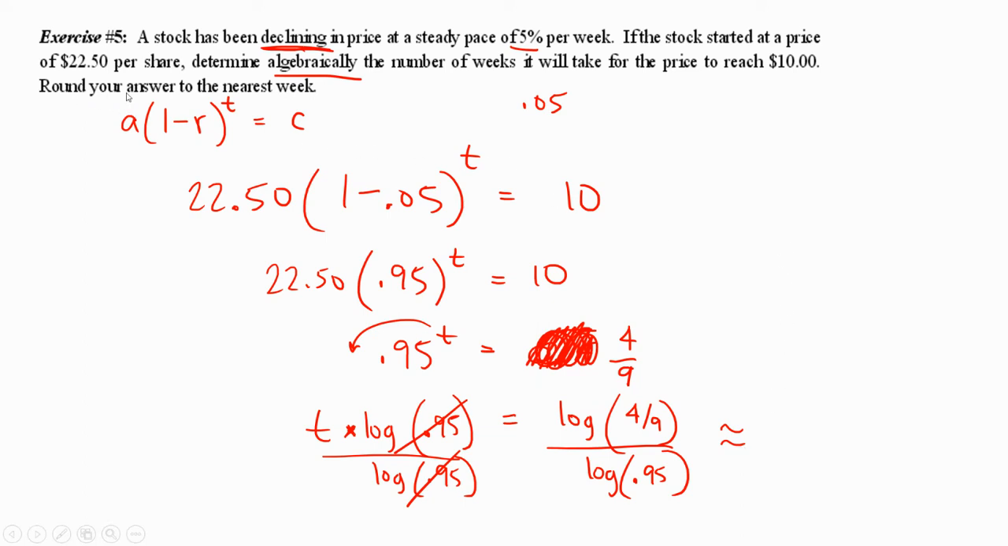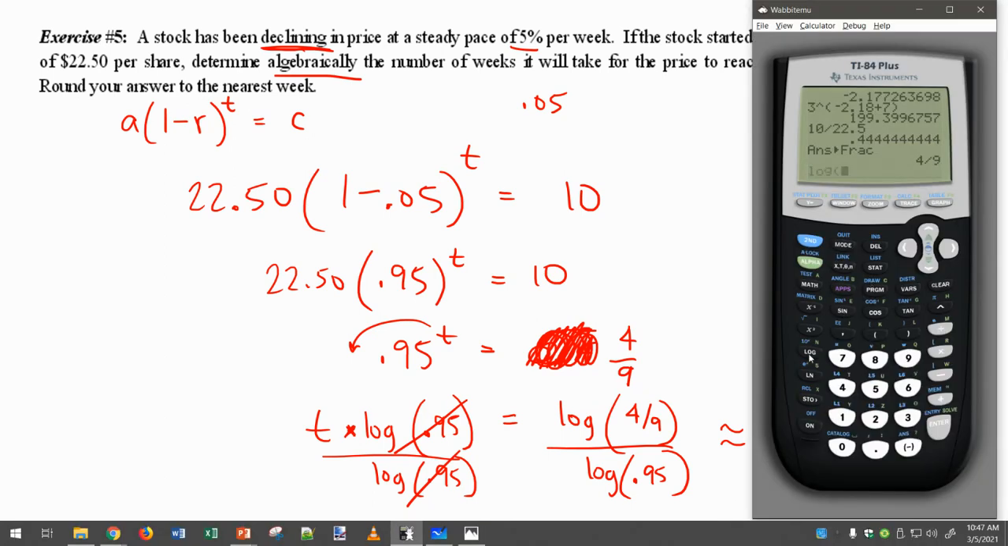So it said round your answer to the nearest week. So that means whole number. So let's do log of 4 over 9 and then divided by log of 0.95. 15.8. So to the nearest week, that's about 16 weeks.